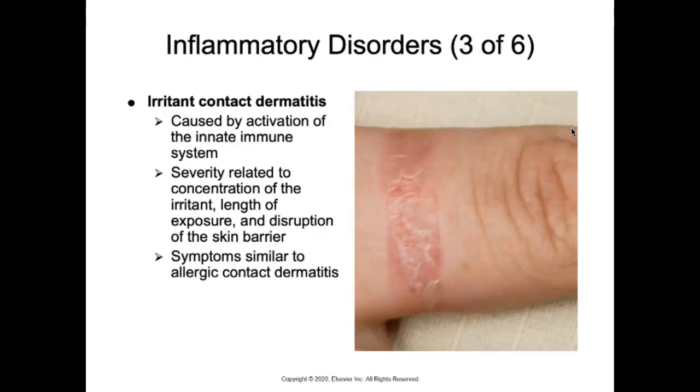Next, we have irritant contact dermatitis, and this is caused by the activation of our innate immune system, which, if you remember, is non-specific. So this could be related to the concentration of the irritant, the length of time of exposure, and the disruption of the skin barrier. An example here is of somebody who is wearing a ring, in which we see the irritation to the skin or the dermatitis taking place here. If you remove the source of irritation, and you may even use some topical agents, you can effectively treat this.